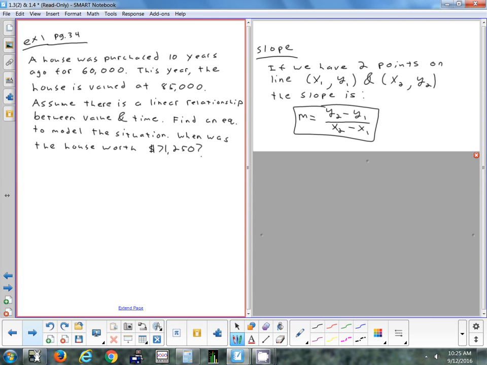So what I'm going to do is just try to write this as a coordinate. Actually, I'm going to do it like this. Time, comma, value. Value is dependent. That's why I put it as the y. The value depends on at what time in history are we looking at the house.